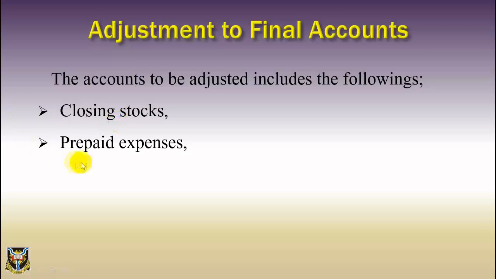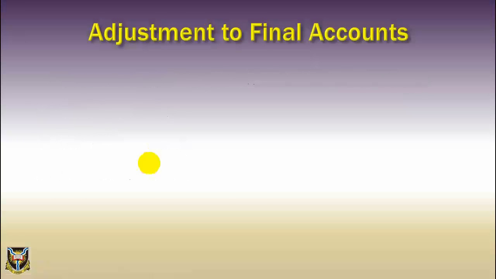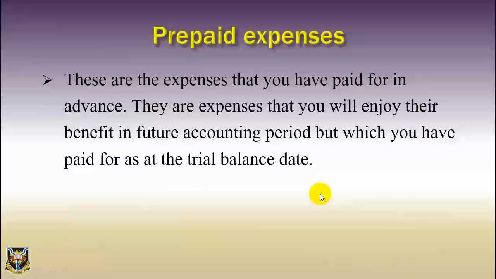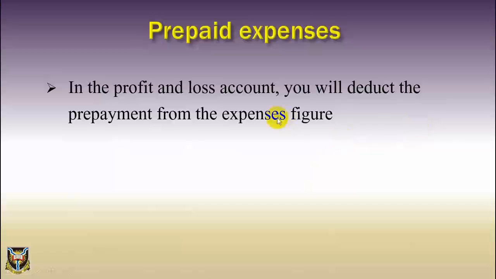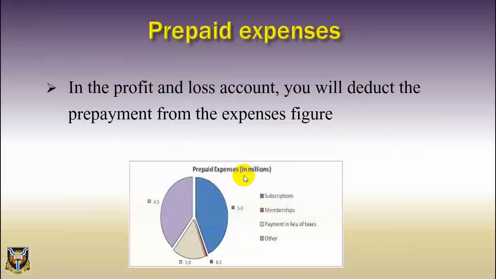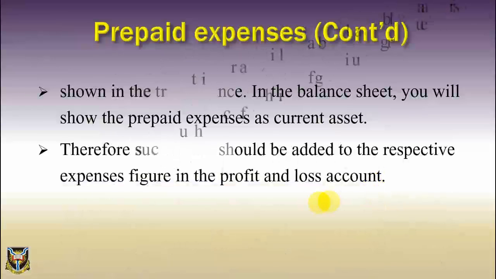B. Prepaid expenses. These are the expenses that you have paid for in advance. They are expenses that you will enjoy the benefit of in a future accounting period, but which you have paid for as at the trial balance date. In the profit and loss account, you will deduct the prepayment from the expenses figure shown in the trial balance. In the balance sheet, you will show the prepaid expenses as current asset.